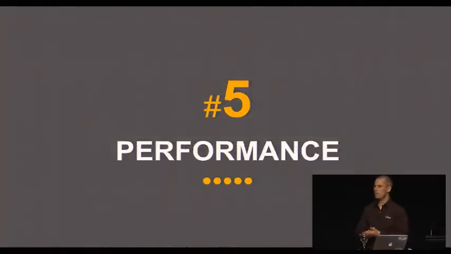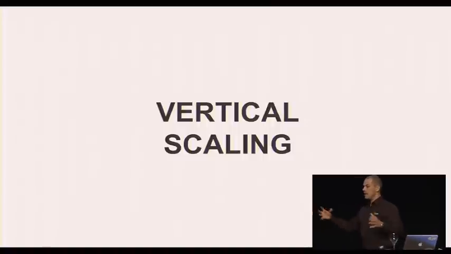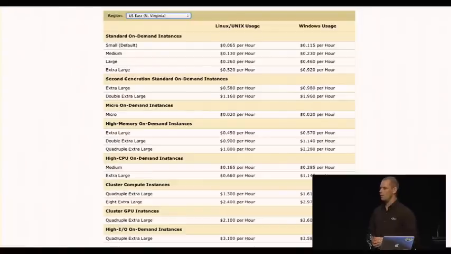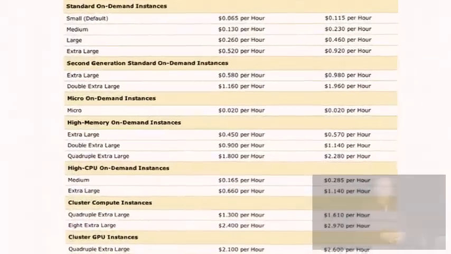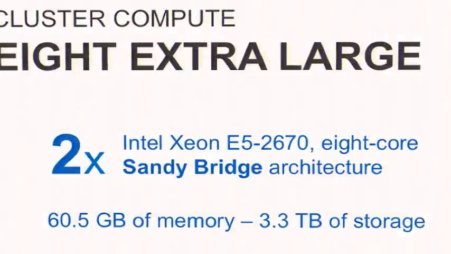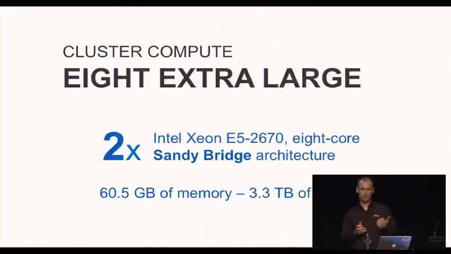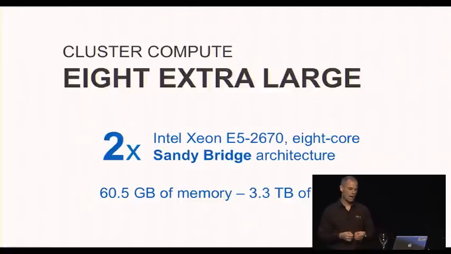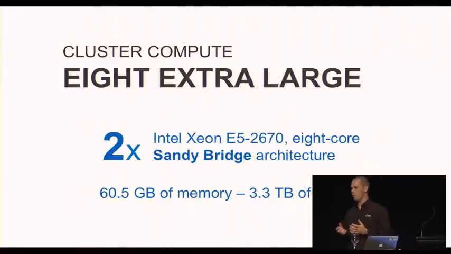Okay, and to finish off, we're going to take a look at performance. I've talked about scaling out and scaling in. We can also scale up in AWS. So as of today, we have over a dozen different EC2 instance types, ranging from virtual machines with small amounts of compute and, say, almost 700 megabytes of memory, right through to very, very large instances, such as these cluster compute instances you can see here. So these have 2 Intel Xeon Sandy Bridge processors, 8 cores, 60 gigabytes of memory, and over 3 terabytes of local storage.